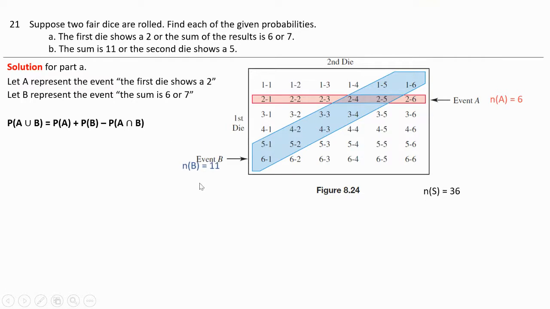Now, for B, that the sum is 6 or 7. How many are there? 11, because you have 1, 2, 3, 4, 5, 6, 7, 8, 9, 10, 11 outcomes where the sum is 6 or 7. So the probability that the first die shows a 2 or the sum of the result is 6 or 7, right?